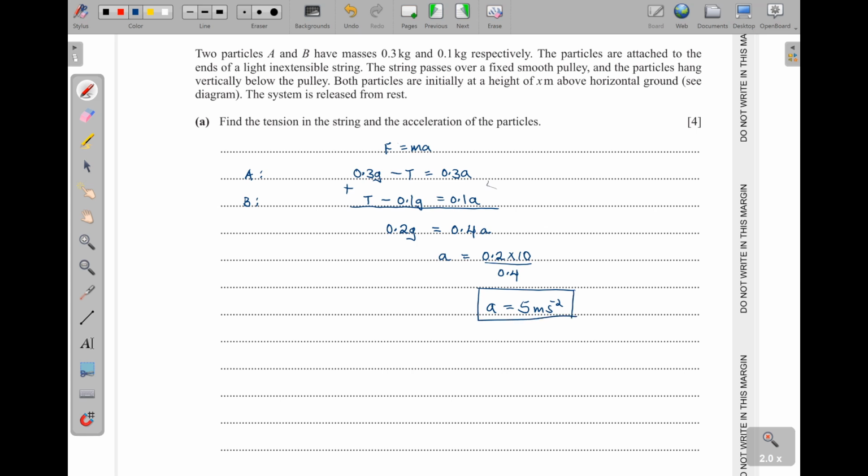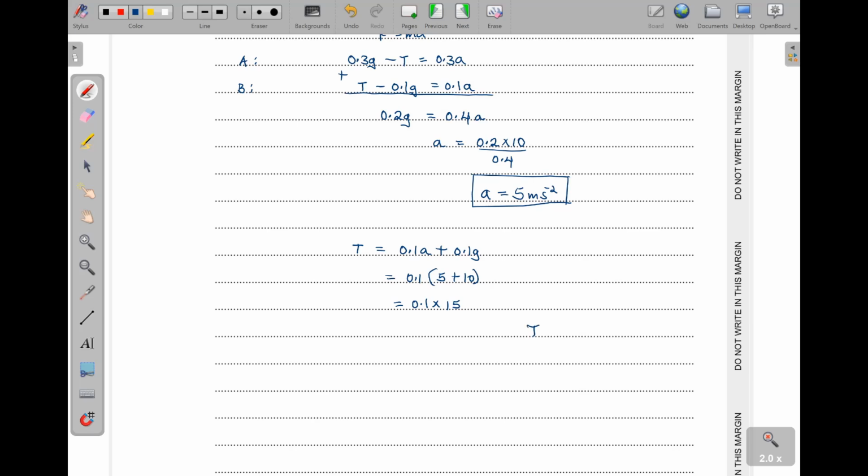Then we substitute in any of these two equations to find the tension. I'll use the second one. The tension is going to be equal to 0.1a plus 0.1g. It's a plus because this one goes to this side and it changes the sign. So here we have 0.1 as a common factor. Then the acceleration here is 5, plus g, which is 10. So we have 0.1 times 15, and that gives us 1.5. So the tension in that string is 1.5 newtons.